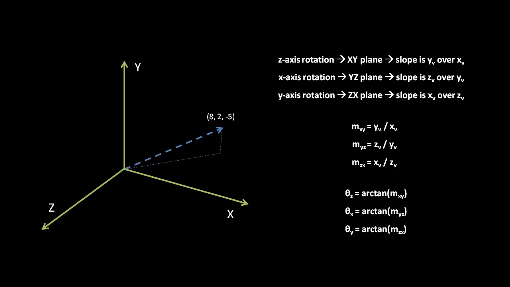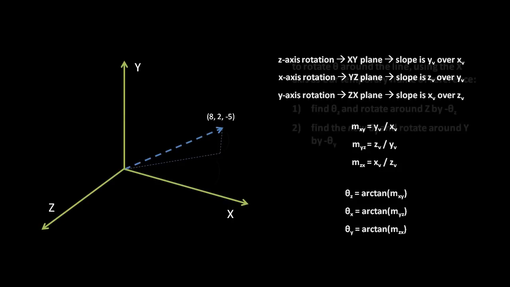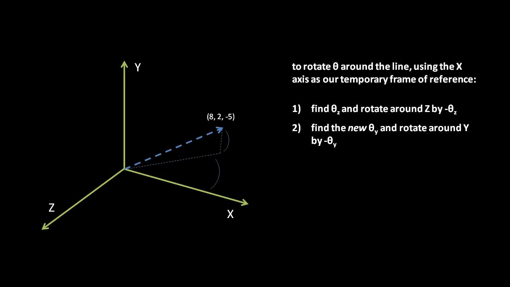So now that we can find the angle between a vector and the coordinate planes, we can rotate the vector to line up on an axis. Again, just remember that the first rotation changes the angle we apply in the second rotation. Here's the process in more detail. If we wish to rotate theta degrees around the line, and assuming we'll use the x-axis as our temporary frame of reference, then we rotate to that frame of reference, first by finding theta of z, the angle of the line in the xy plane, then rotating around z by negative theta of z, then finding theta of y, the new angle of the line in the zx plane, then rotating around y by negative theta of y.